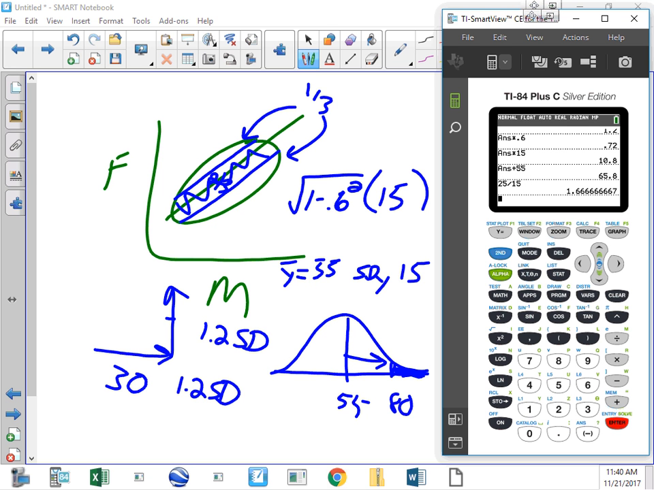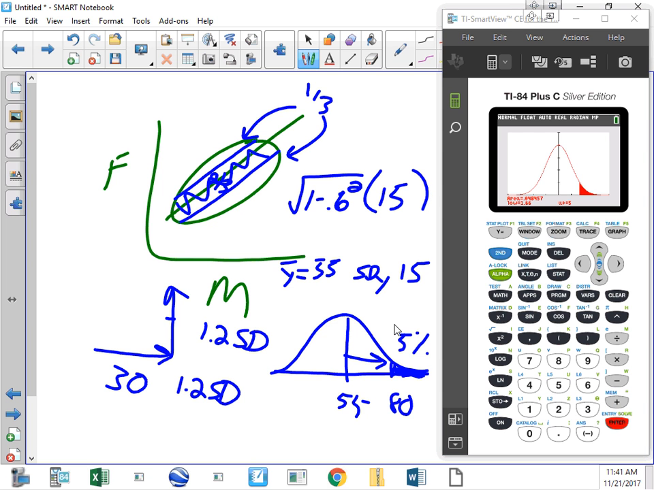Shade norm. Clear my draw. Go into shade norm. And I want to go from 1.66 to 5. Yeah, I want the right tail. And that tells me 5%. So 5% of everybody scored 80 or more on the final. We get that? All right.